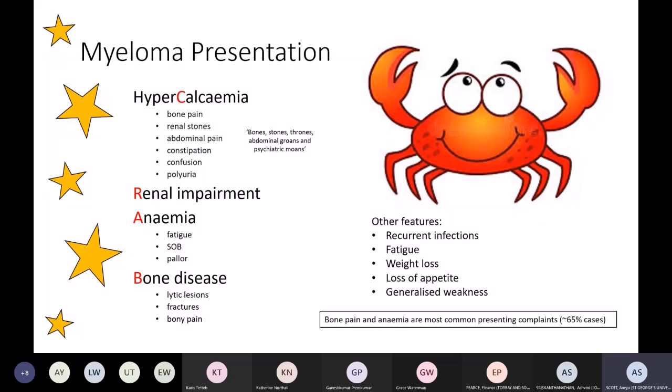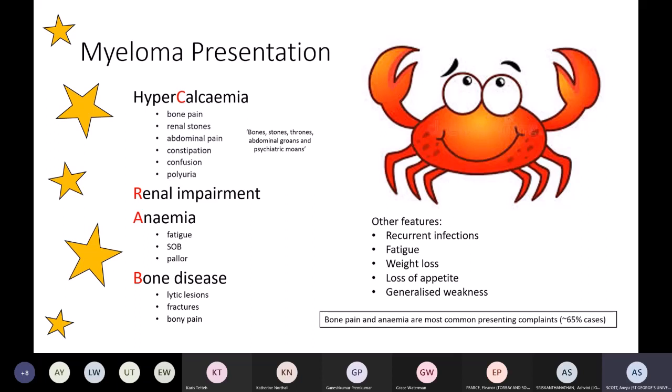Most questions about myeloma that come up seem to just be about this mnemonic, which I'm sure you've all heard, which is CRAB, which stands for the main features of myeloma. So the first thing is hypercalcemia. And I try to remember the features of hypercalcemia by the little rhyme that's bones, stones, thrones, abdominal moans, and psychiatric groans, other way around, abdominal groans, psychiatric moans, same thing.